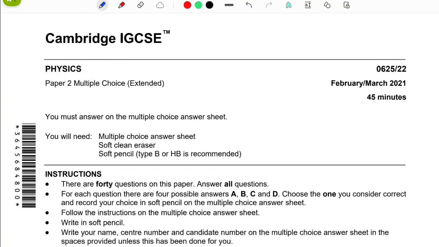So hey, what's up guys, today I'm gonna solve physics MCQ Feb March 2021 and this is the code. So it will be in two parts. In the first part I'm gonna solve around 20 to 25 questions, and the next part I will solve the remaining questions.